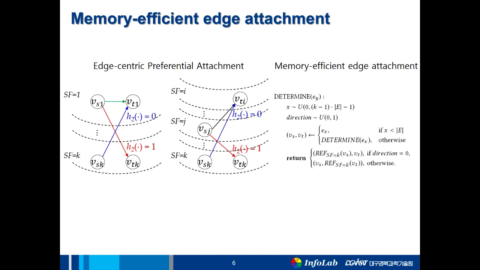The key idea behind the memory-efficient edge attachment process is that it does not keep the entire generated graph during graph upscaling, and instead calculates the parent edges required for edge determination while keeping only the given original graph in main memory.